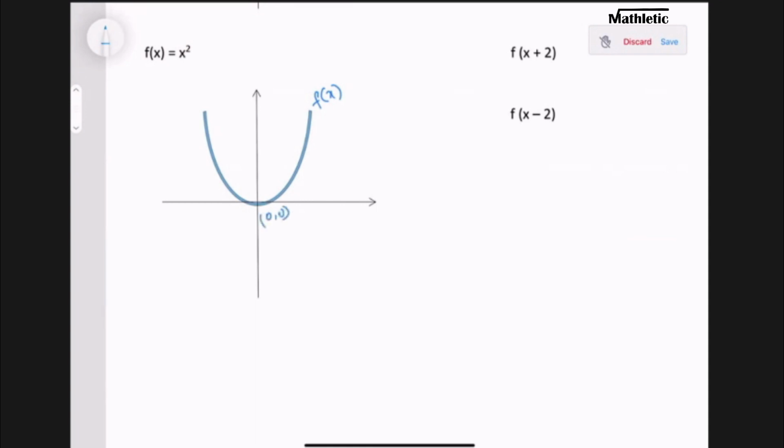So (0, 0) is at this origin. It is intersecting with the origin. So the point is at 0.